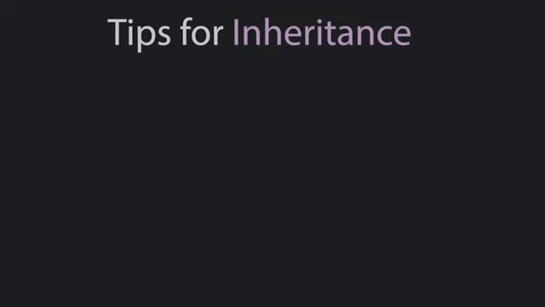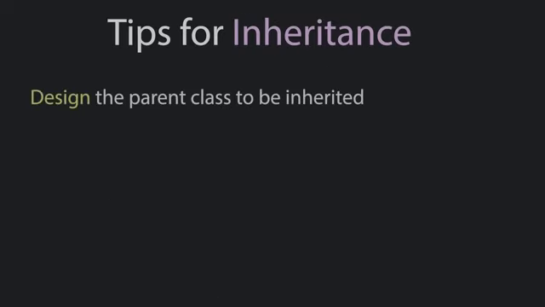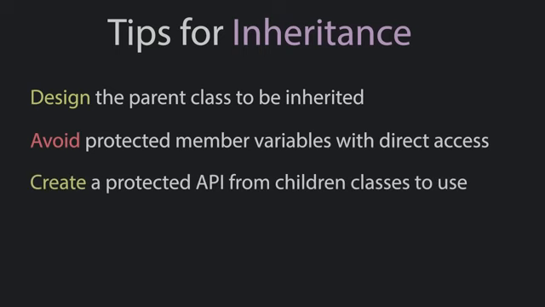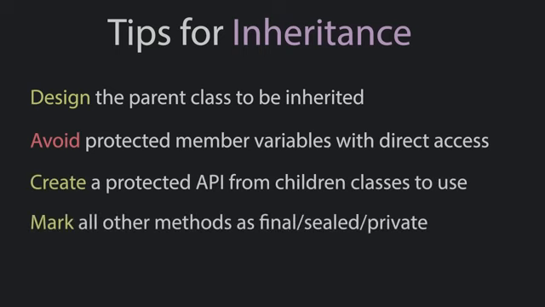If you do use inheritance, design the class to be inherited. I'd avoid protected variables with direct access, like we avoid making our variables public. For overriding, create an explicit protected API that you're supposed to override and access. Mark everything else as private, final, or sealed. This prevents bugs when changing your parent classes because of not understanding what your child classes have done.